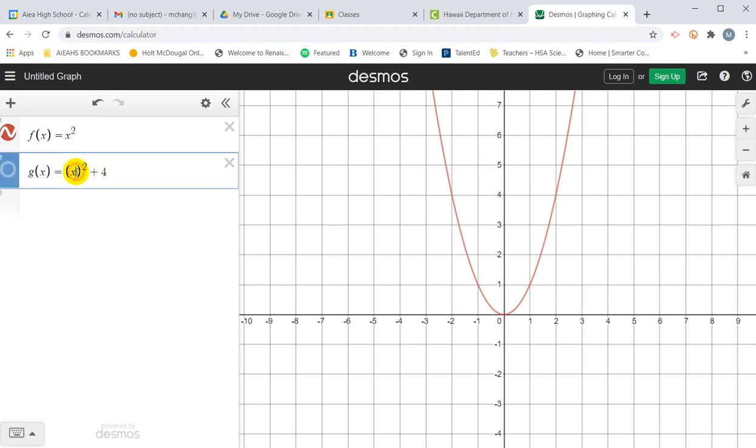But let's say I put it back in. If I put this back in, the plus is going to shift to the left. And that's exactly what we have here. So if we compare each of these vertices, the parent function is shifted 1 unit to the left and 4 units up.